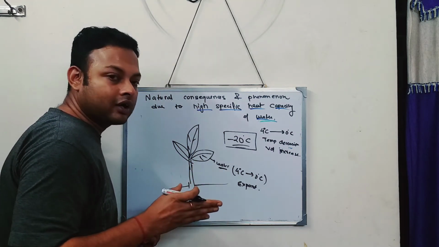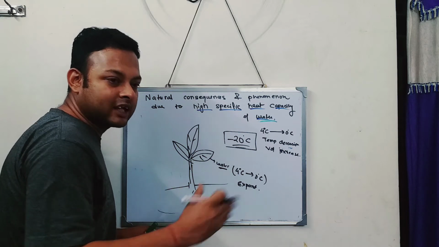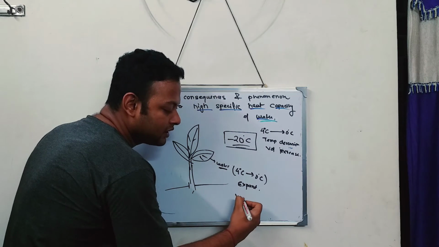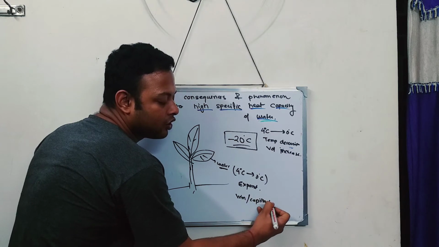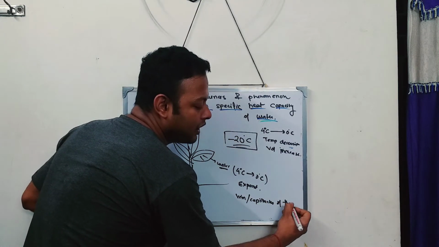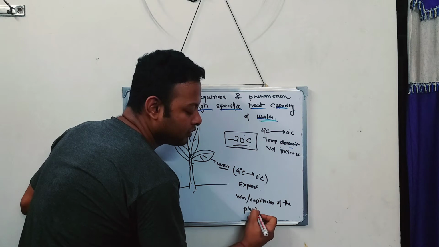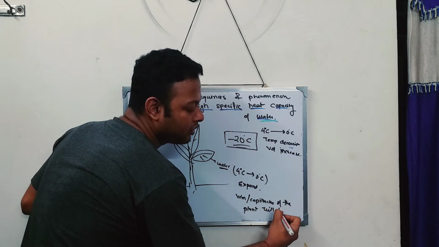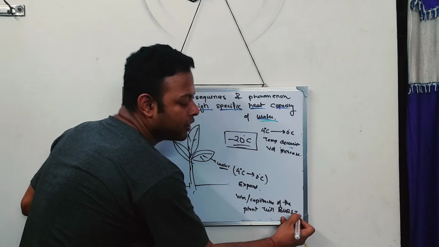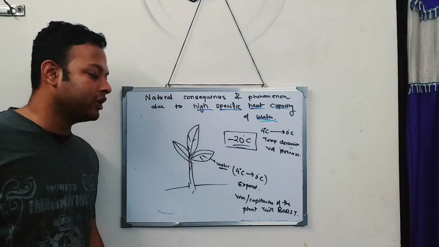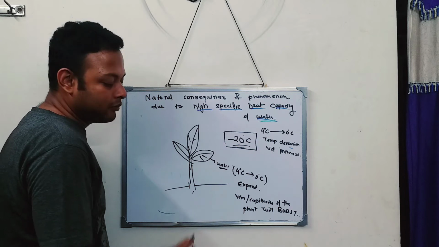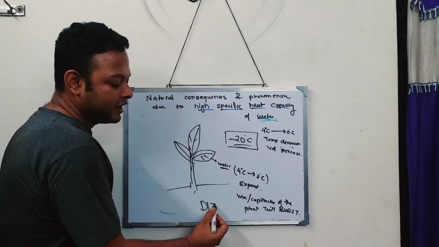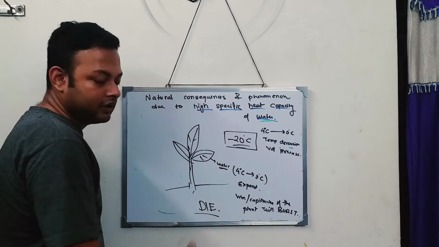And where is the water? Water is inside the veins and capillaries. So the veins or capillaries of the plant will burst, and if the veins and capillaries of the plant burst, then what will happen to the plant? The plant will easily die out.